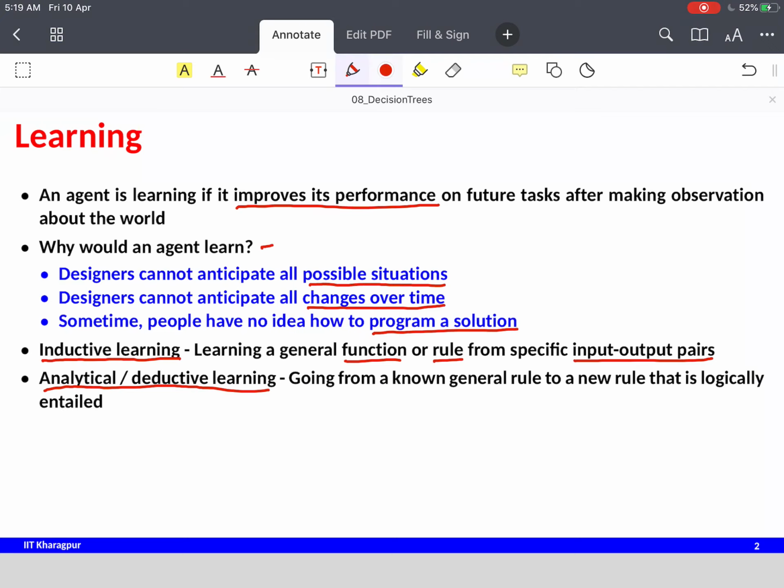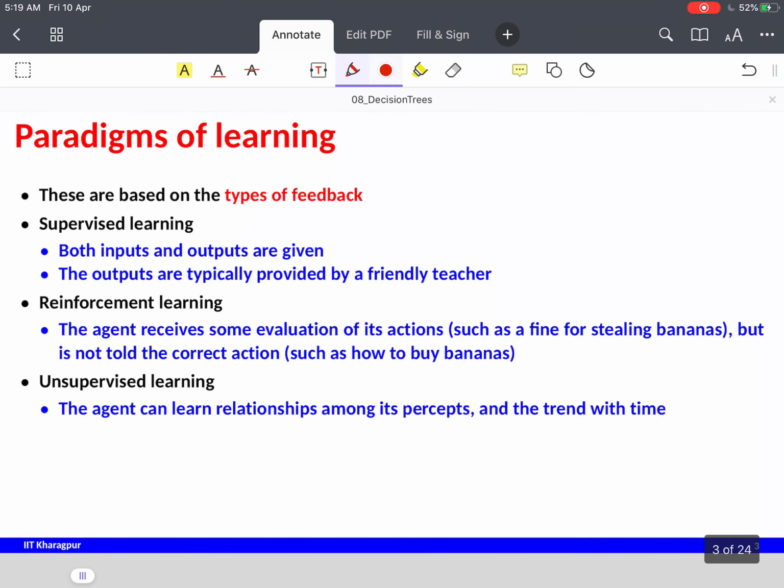Another form of learning is what we call analytical or deductive learning. So here, from a known general rule, we would like to make new rules that are logically derived. Some form of that we have seen in predicate logic or propositional logic, where we try to deduce some more information out of the given information.